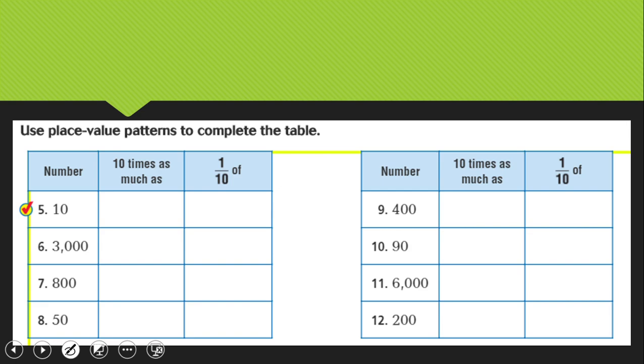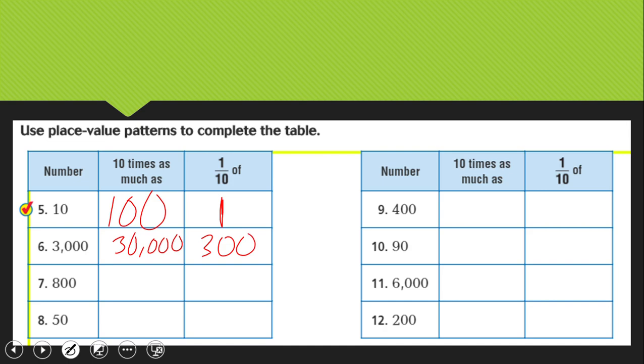I'm going to go ahead and place the answers here. So the number is 10. We want 10 times as much. That should be 100. And then we want 1/10 of that. That would be 1. 3,000, we want 10 times as much, which is 30,000. And we want 1/10 of 3,000, which would be 300.